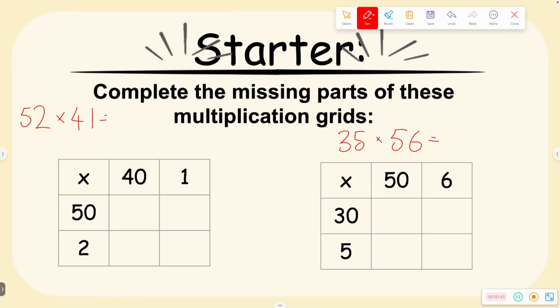Grid method. So for this, we are multiplying two-digit numbers by two-digit numbers. Right, so the first one, we have here 52 multiplied by 41. And all we need to do is partition each number into tens and ones, and we're going to draw out our grid to make sure we multiply every one by every one.